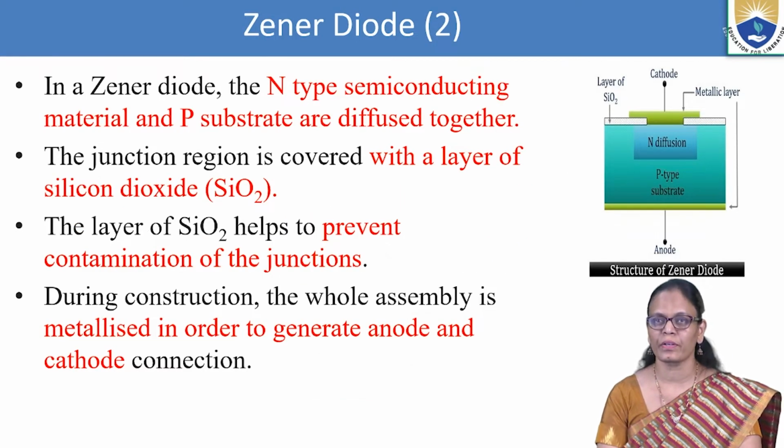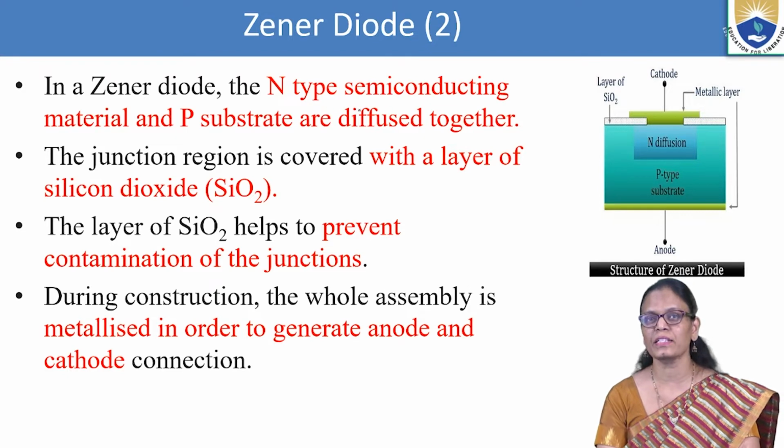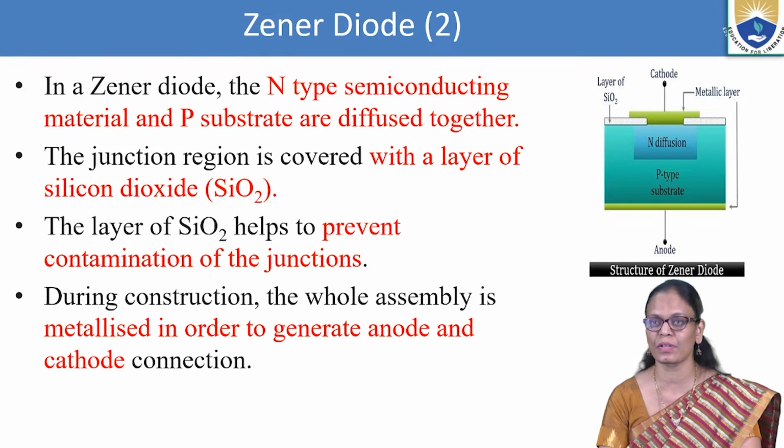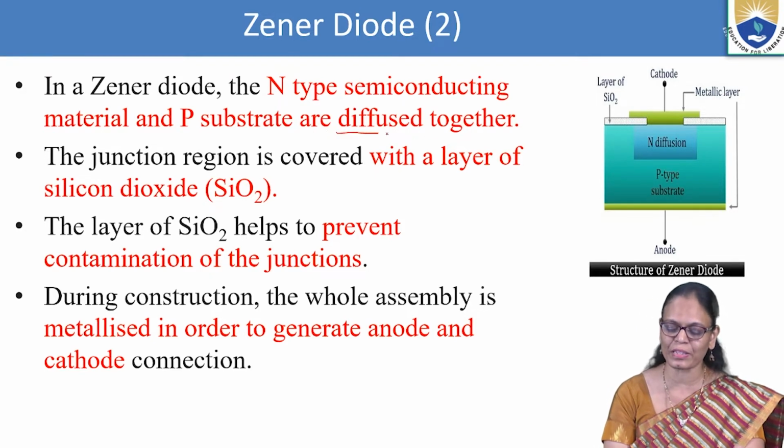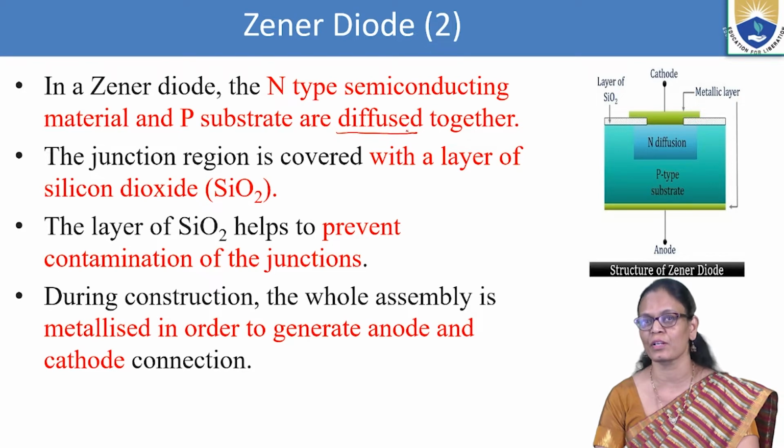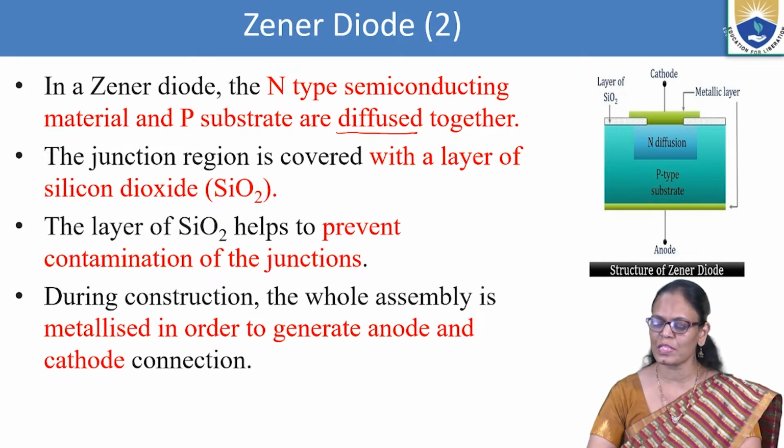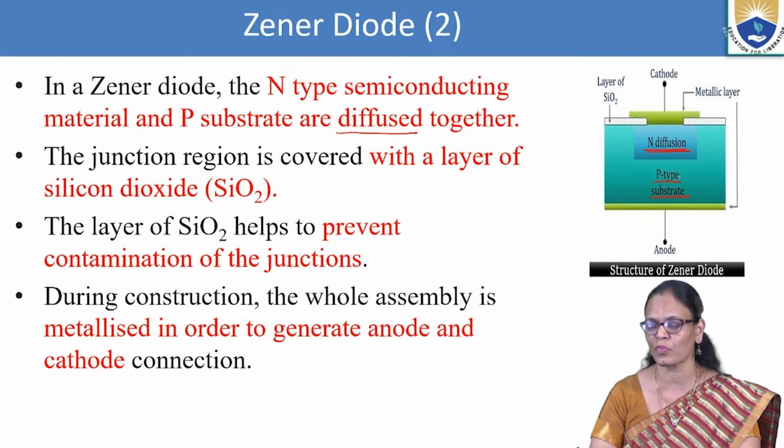So in Zener diode, we have an N-type semiconducting material and a P-type substrate that are diffused together. We have seen different methods of formation of PN junction. So here we are using the diffusion technique. So if you see in the diagram here, you take an N-type material and diffuse it into the P-type substrate. That is how a PN junction is formed.